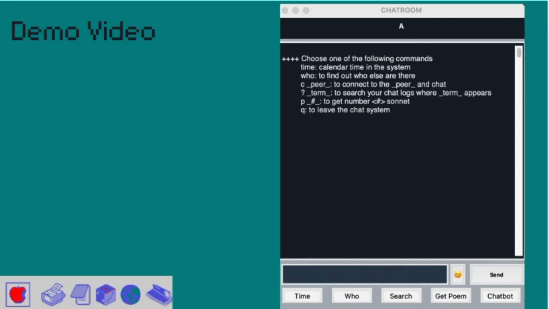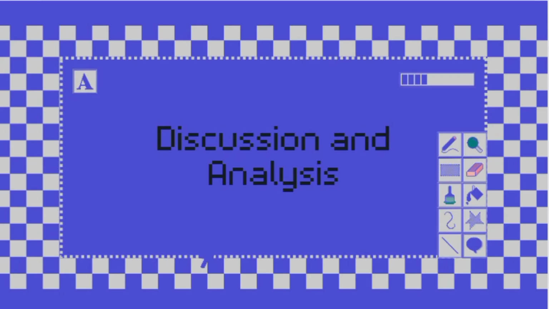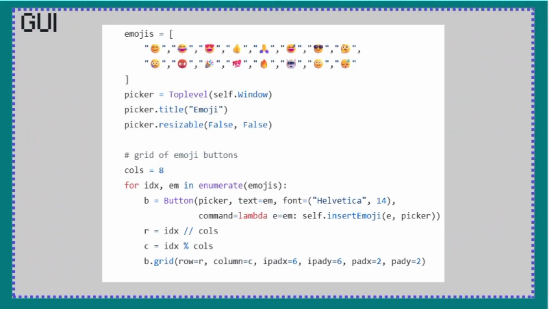Now let's move on to the discussion and analysis part for both the GUI and the chatbot. I'm going to share my code and explain some of the technical difficulties that I had and the solutions that I implemented. Okay, for the first one, we're going to do the GUI first. The first function is the emoji picker. For this one, I used it to implement interactive emoji features.